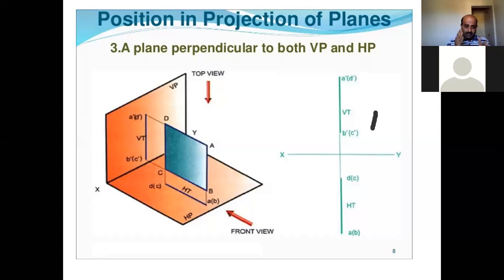And of course, it is perpendicular to both HP and VP. Both front and top views will be a straight line, because the true shape and true size can be seen only in the profile view, either in the left profile or in the right profile. So you are going to get a true shape and true size. This is what we have shown over here. Here we have the straight lines in both the front and top views.